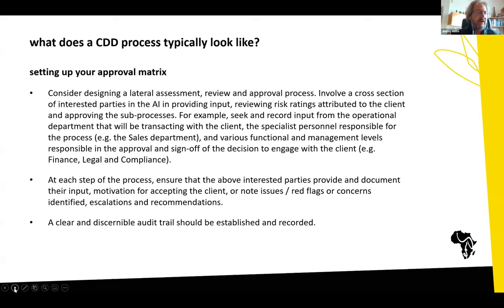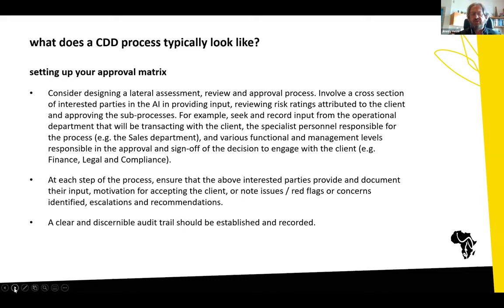So make sure that when you're looking at your approval matrix to get input from the operational department that will be transacting with the client, the specialist personnel responsible for the process, for example, various functional and management levels responsible for the approval and sign off of the decision to engage with the client. For example, also accessing input from finance, legal, and compliance. The FICA Act prescribes certain levels of approval. We'll deal with that a little later. For instance, where senior management have to participate in the final approval process.